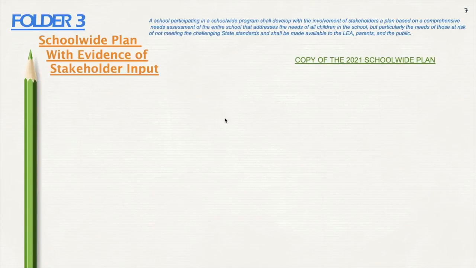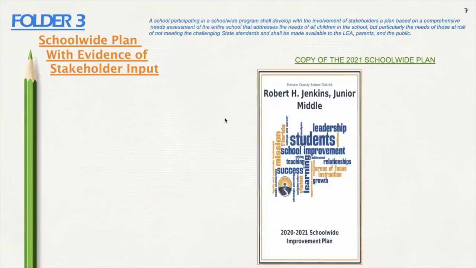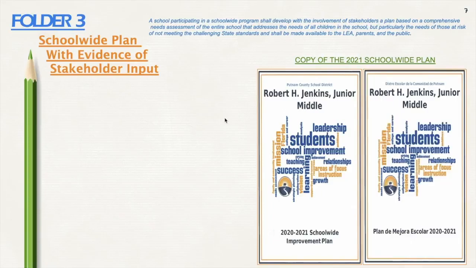You add a copy of your school-wide plan, which more than likely will look like this. You have a version in English, and auditors have asked us to also make that available in Spanish to our parents, as that's a major second language that the majority of people in Putnam County speak. We were asked to do that, so you have that in there, both English and Spanish.